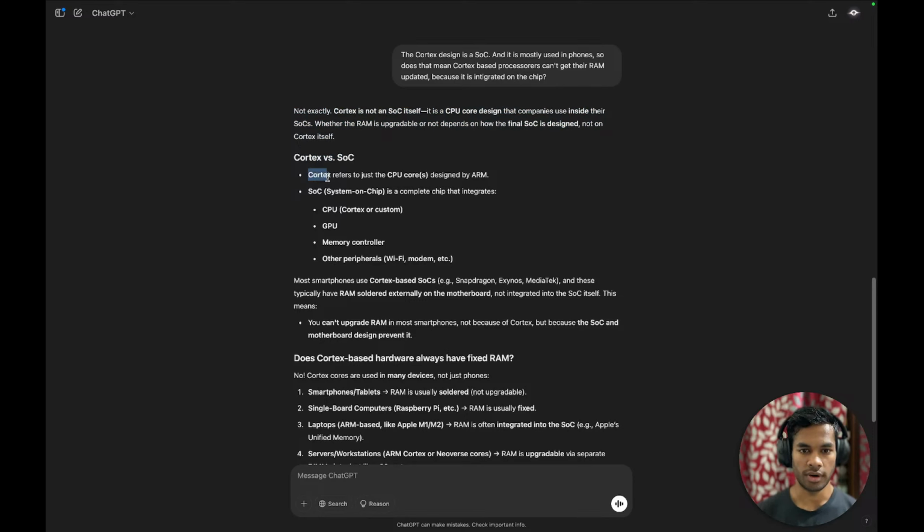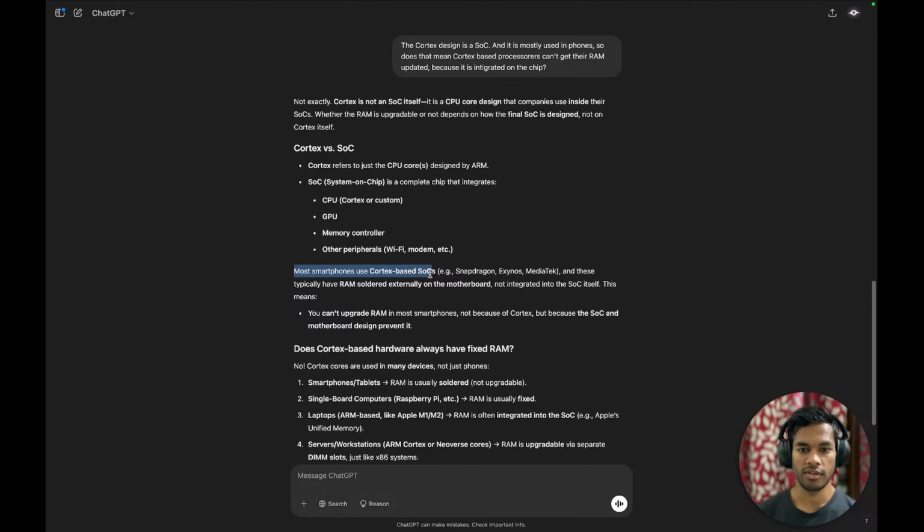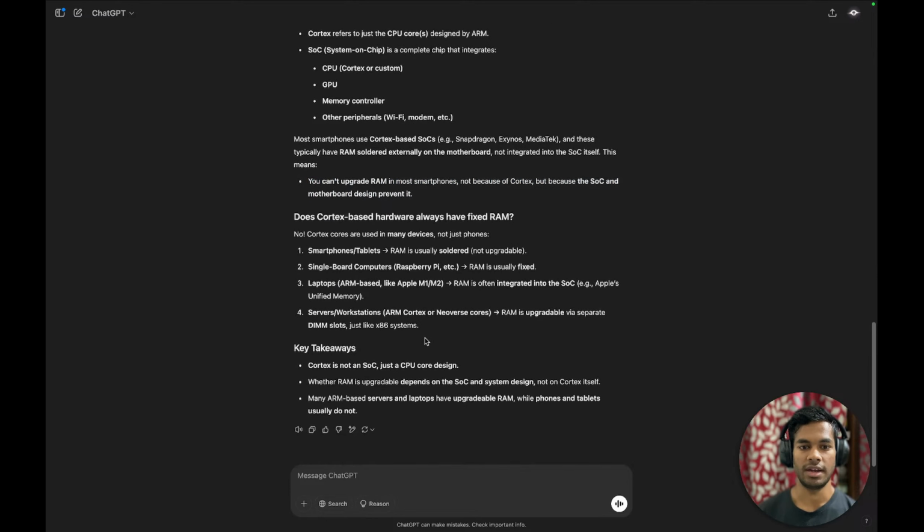Cortex versus SoC. Cortex refers to just CPU cores designed by ARM. SoC, system on chip, is a complete chip that integrates CPU, GPU, memory controller, and other peripherals. Most smartphones use Cortex-based SoCs, for example Snapdragon, Exynos, MediaTek, and these typically have RAM soldered externally on the motherboard, not integrated on the chip itself. You can't upgrade RAM in most smartphones, not because of Cortex, but because the SoC and motherboard design prevent it. Does Cortex-based hardware always have fixed RAM?